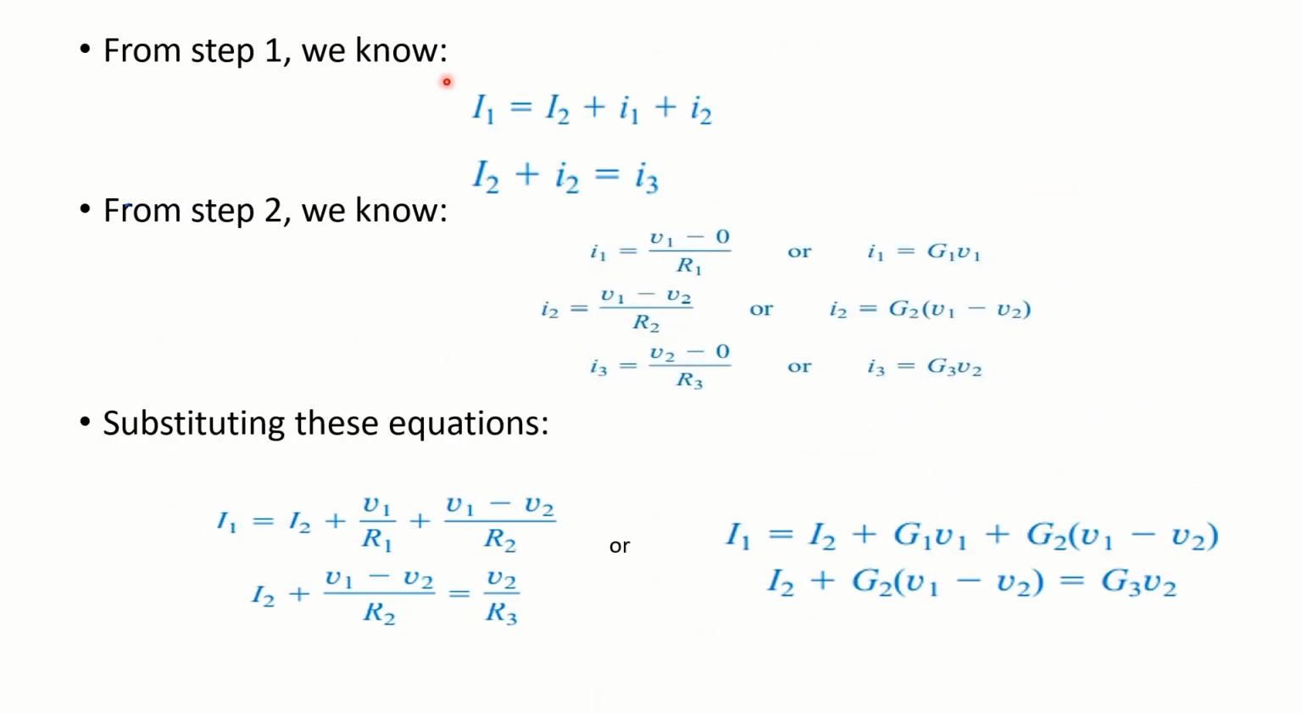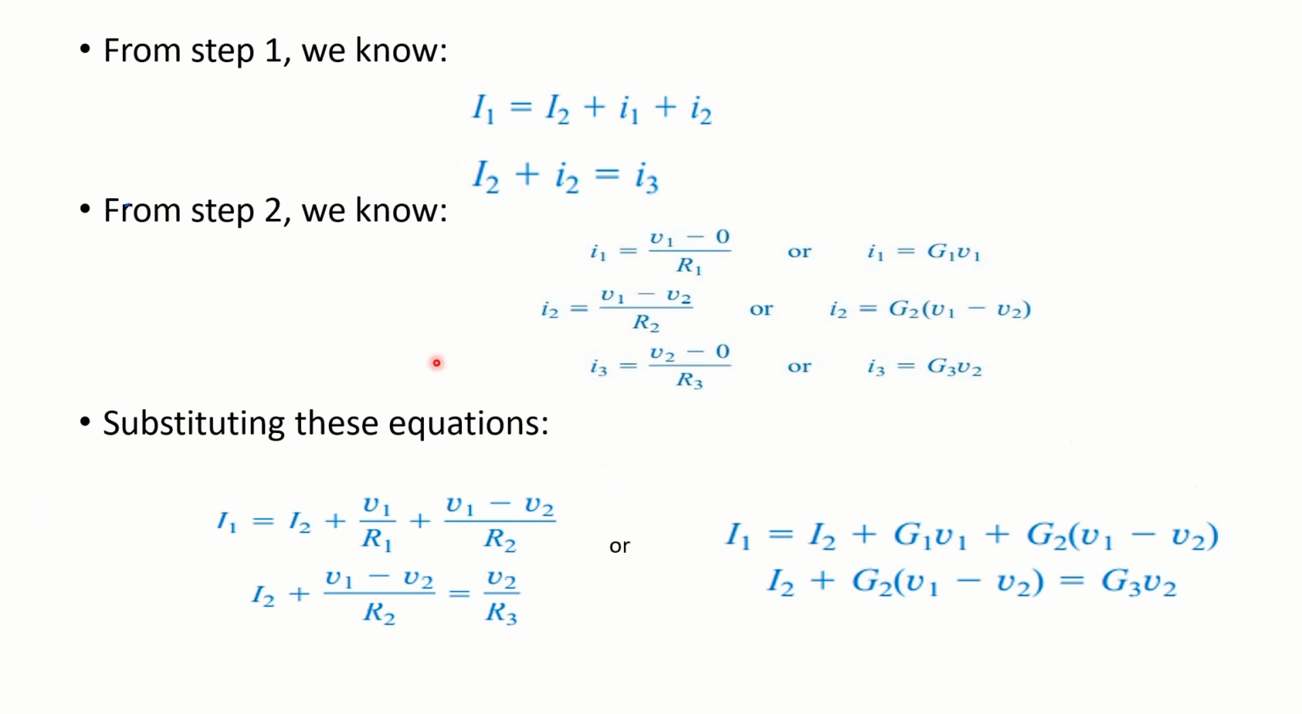So from step 1, we have this equation and this equation. These two equations were derived using KCL. From step 2, we found the values of I1, I2 and I3. Now we need to substitute the values of I1, I2 and I3 into the first two equations. So we can simply substitute the values and get these two equations respectively.